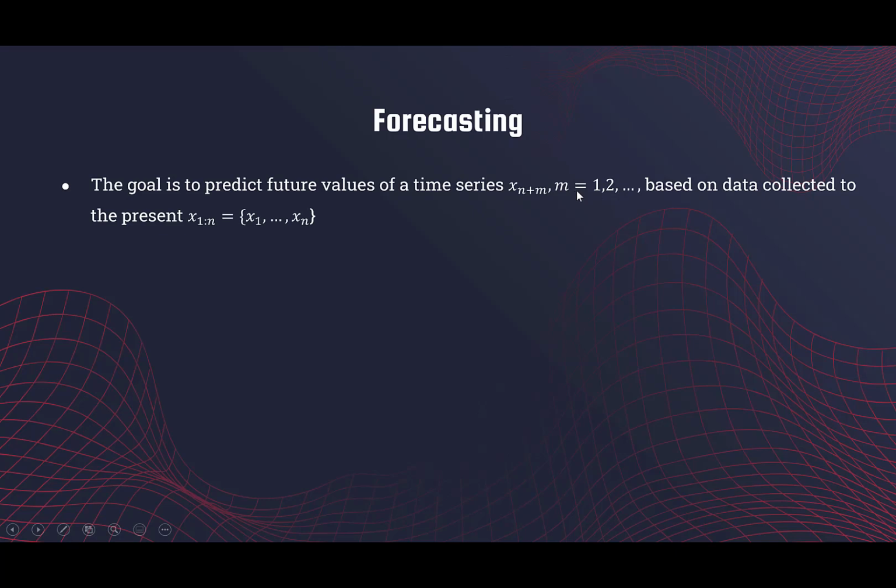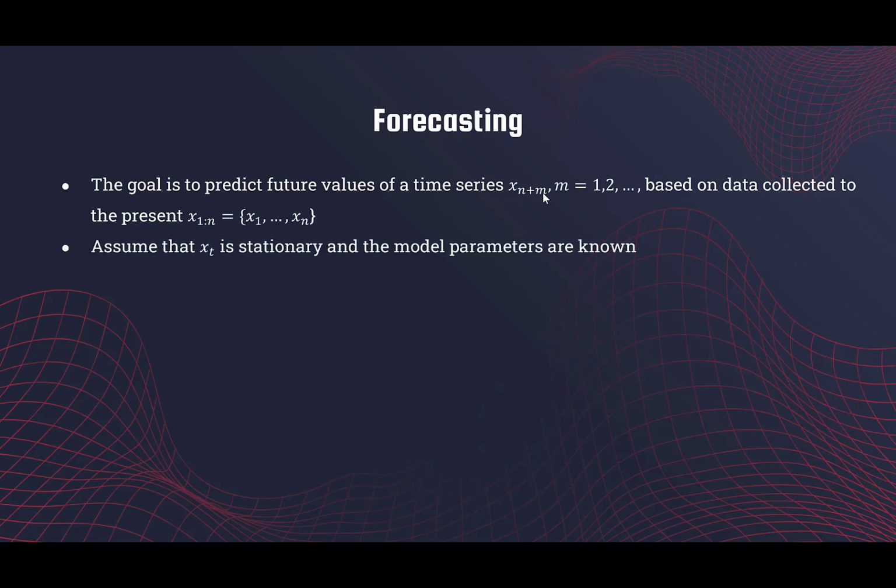If m is equal to 1, that means we want to predict x_{n+1} based on the data collected up to present. So n is the data up to present, that's x1, x2 up to xn. If m is equal to 1, you want to predict the time series 1 step ahead. If m is equal to 2, that means 2 steps ahead, and so on.